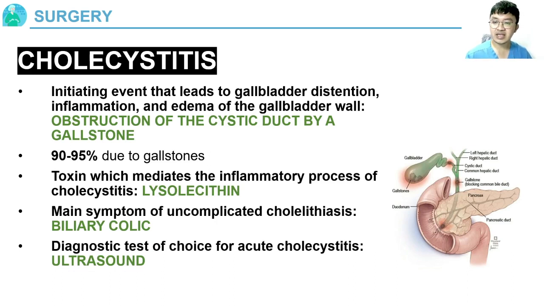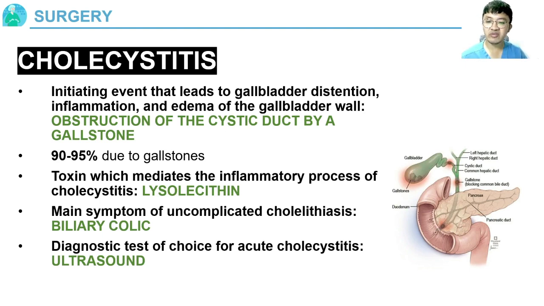So cholecystitis is due to an obstruction of the cystic duct by a gallstone. This is the initiating event leading to distension, inflammation, and subsequent edema. So 90 to 95% of cholecystitis are due to gallstones. And the toxin which mediates the inflammatory process is lysolecithin, which is a phospholipid, which when converted becomes toxic.